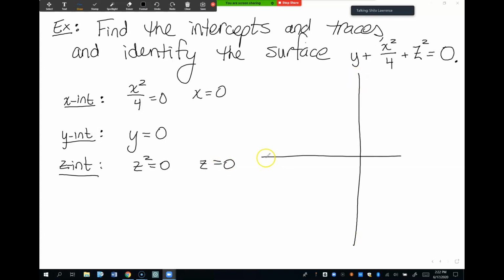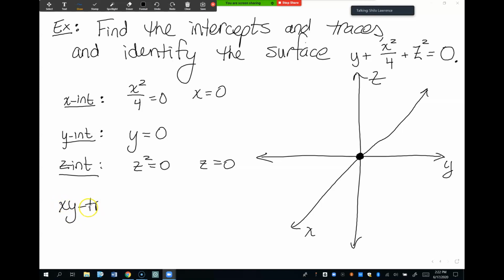The point where all of the values equal 0 simultaneously is called the origin. So all of these come together right there at the origin, and that's the only place this surface ever touches our axes. So just having our intercepts is not very helpful. All we get is a single point. So let's move on to our traces.